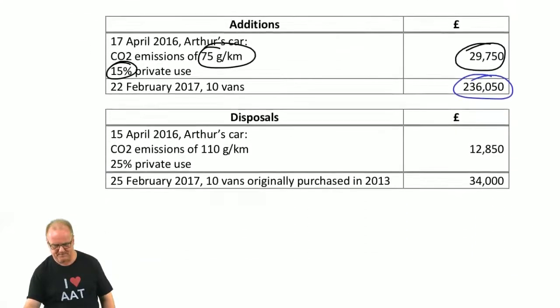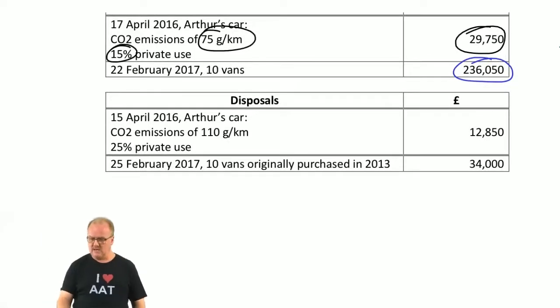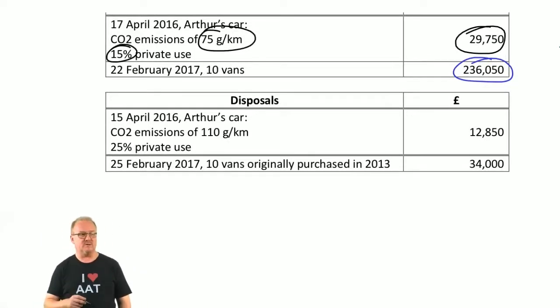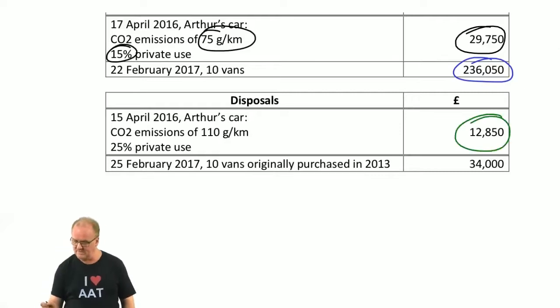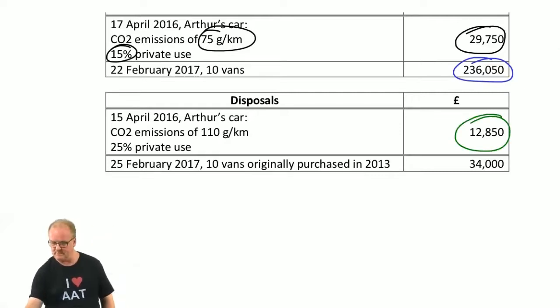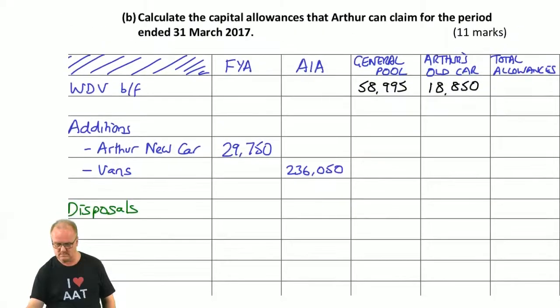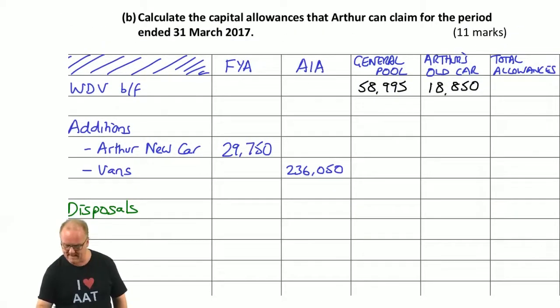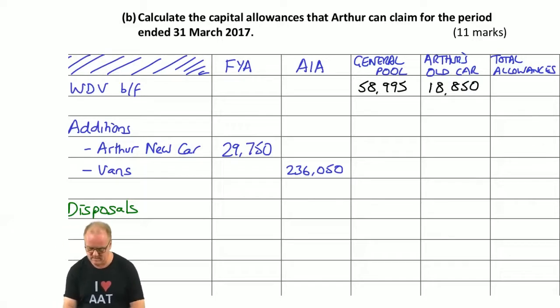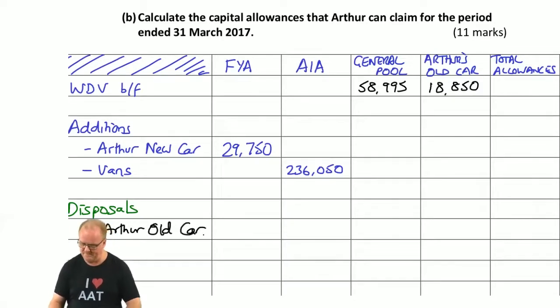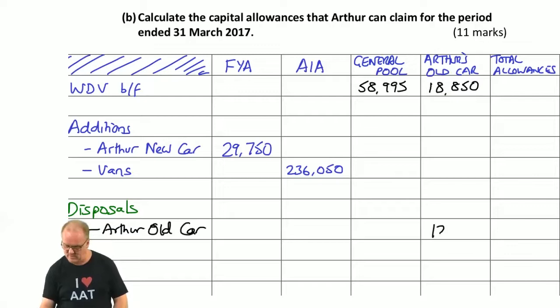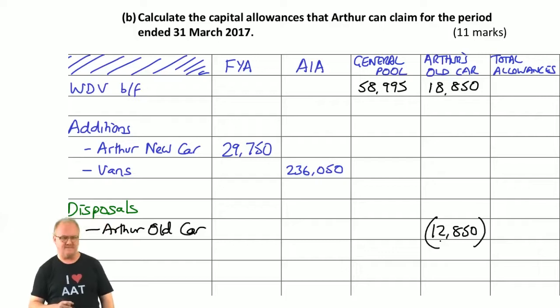Disposals. What did the question tell us about those? Arthur's old car, which was 25% private use, remember, has been sold for $12,850. So back to black. Arthur's old car, off it goes for $12,850. That's a disposal, so it's going to be negative.